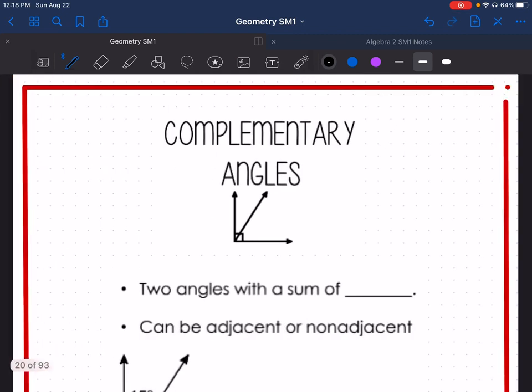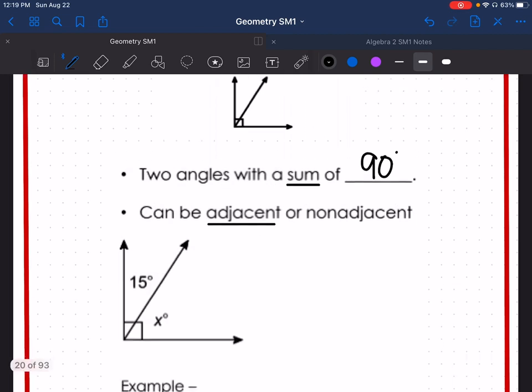All right, let's talk about those two that you've probably heard before, complementary, and then we're going to talk about supplementary angles. Complementary angles are two angles with a sum of 90 degrees. They can be adjacent, which means they can touch one another, just like here in the picture.